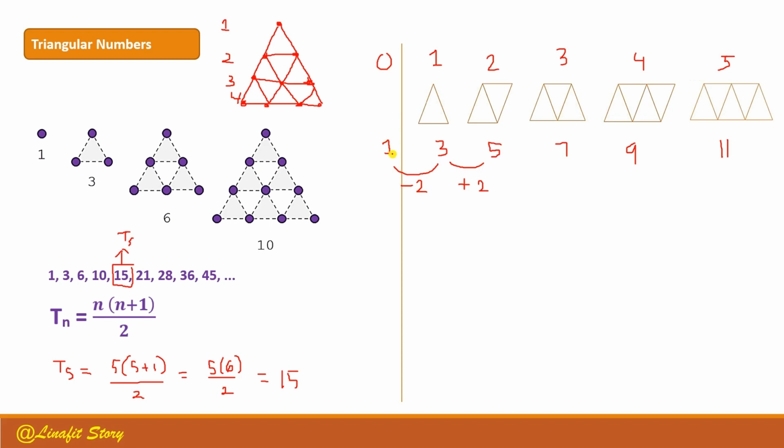So the general term of this sequence is Tn is equal to 2n plus 1. For example, we will find the fifth term. The answer is 11. T5 is equal to 2 times 5 plus 1, which is equal to 11.